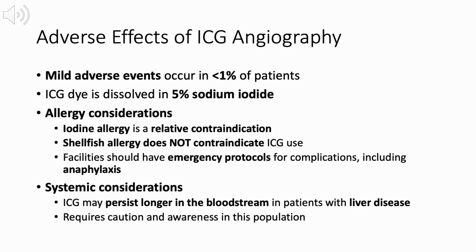Systemic factors must also be considered. Indocyanine green is metabolized by the liver, and in patients with liver disease, the dye may persist longer in the bloodstream. For this reason, ICGA requires added caution and clinical awareness when used in patients with underlying hepatic dysfunction.